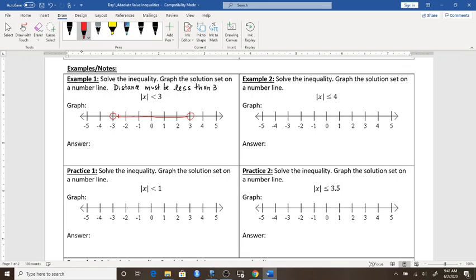Now, how are we going to write this algebraically? What we just did is a graphing representation of our solution. Algebraically, we are going to say that x needs to be less than 3, but at the same time, x must be greater than -3.